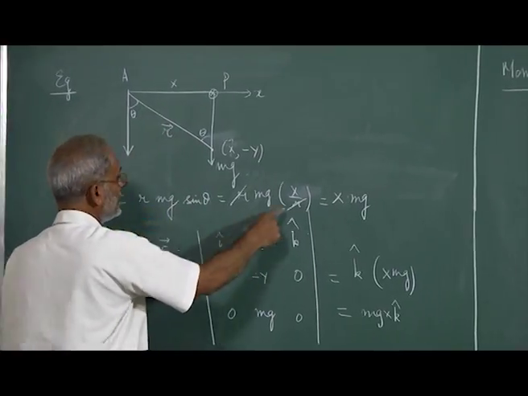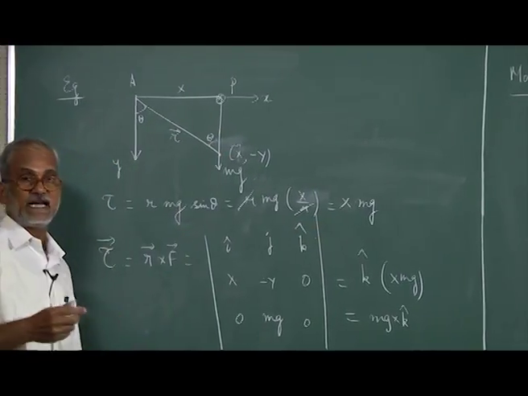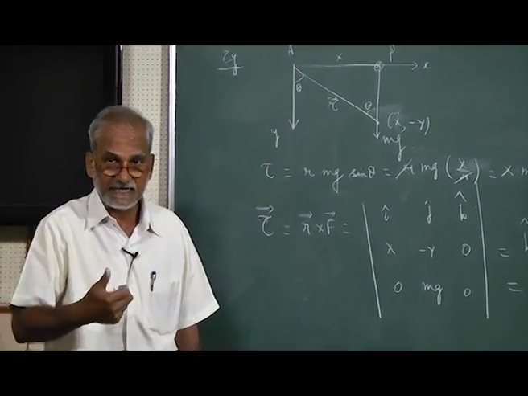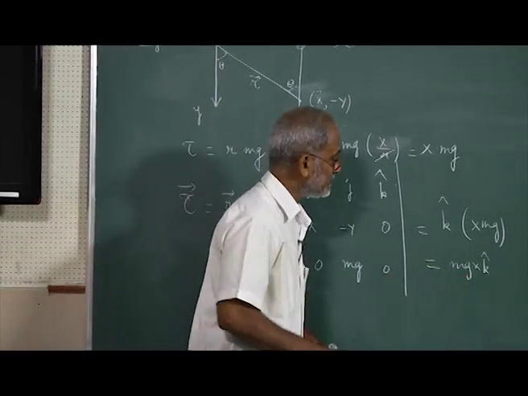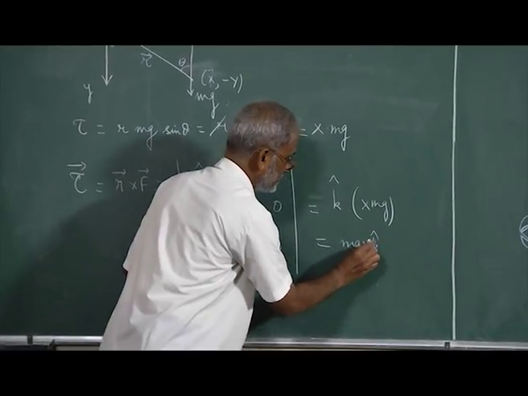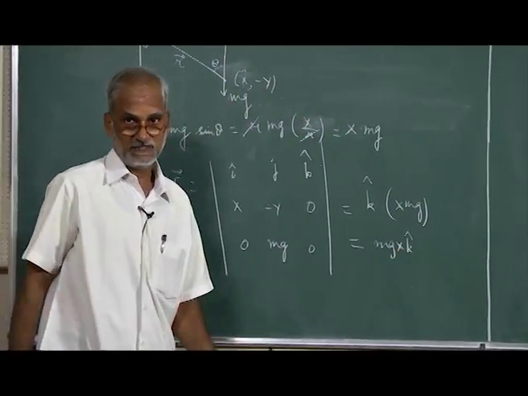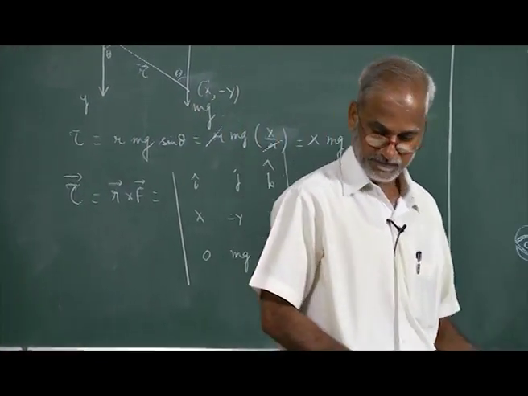Here I am writing only the magnitude. If I do it like this, then I have to fix the direction, again with the right hand thumb rule. If I write these vectors properly, then automatically the direction will emerge. That is the moral. You can do it either way.